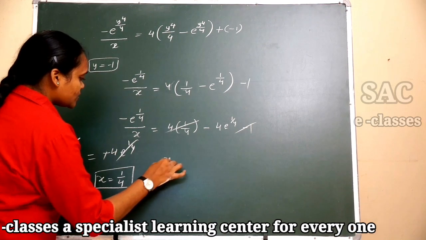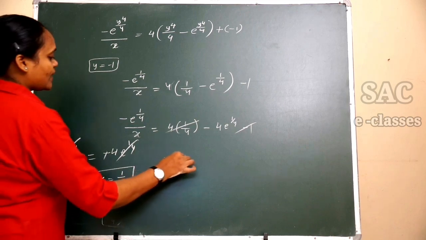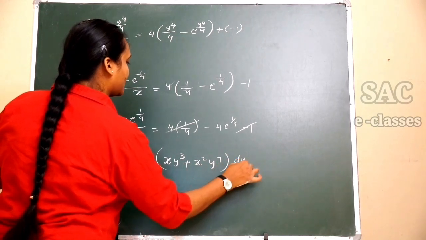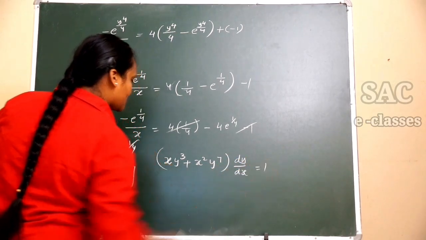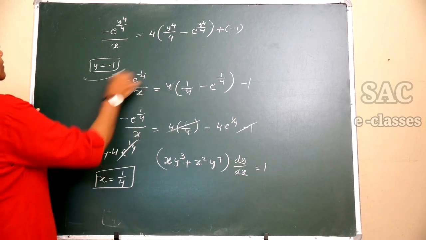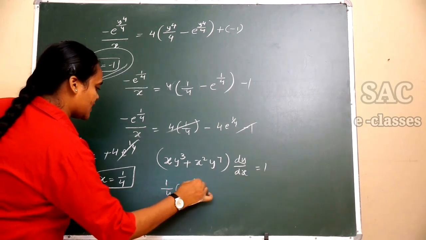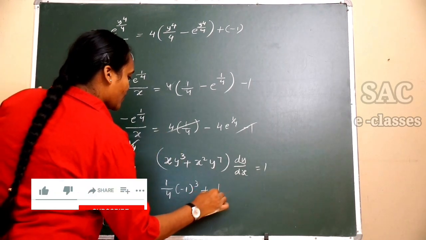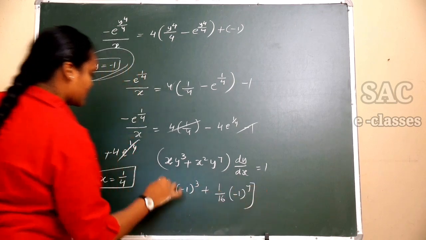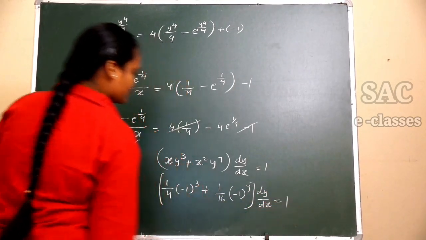So let's recall what our actual problem is: xy cube plus x square y power 7 into dy by dx is 1. Now substitute the x and y values here. x is anyhow 1/4 and the y value is minus 1. So 1/4 into minus 1 whole cube plus 1/4 whole square, which means 1/16, into minus 1 whole power 7, which is equal to dy by dx into equal to 1.